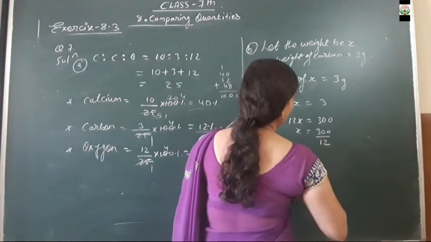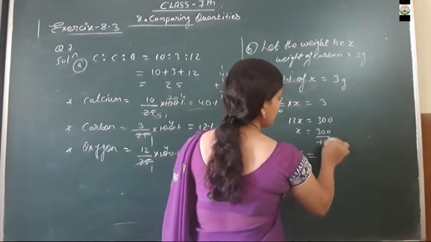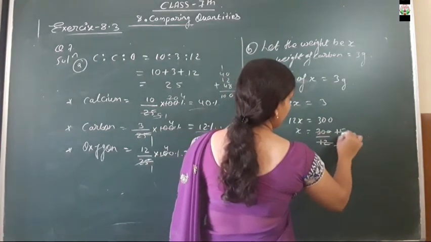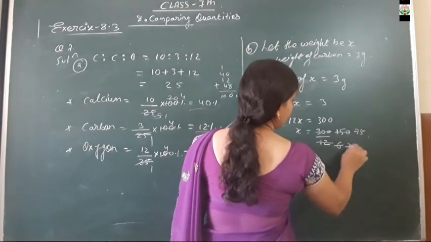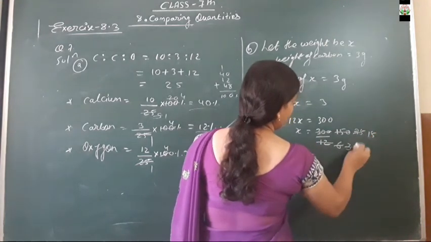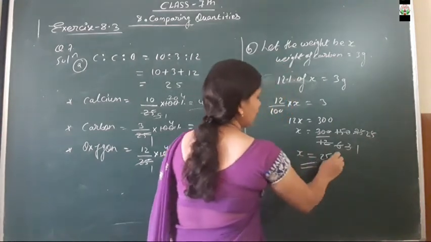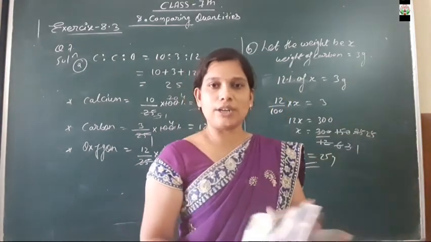Here we will write the cancellation. 12 and 300 cancel out step by step, and what is the answer we are getting? That is 25. Good. Clear?